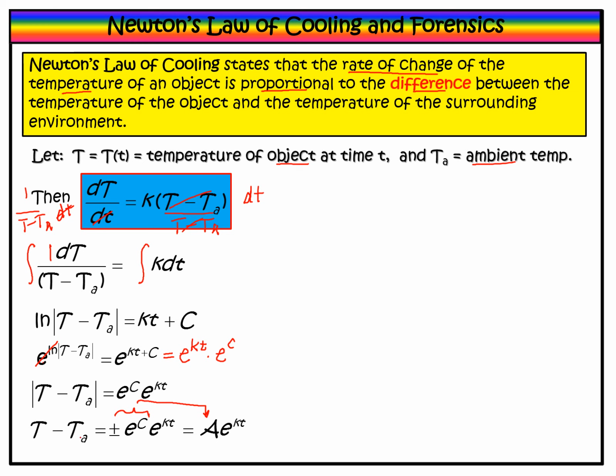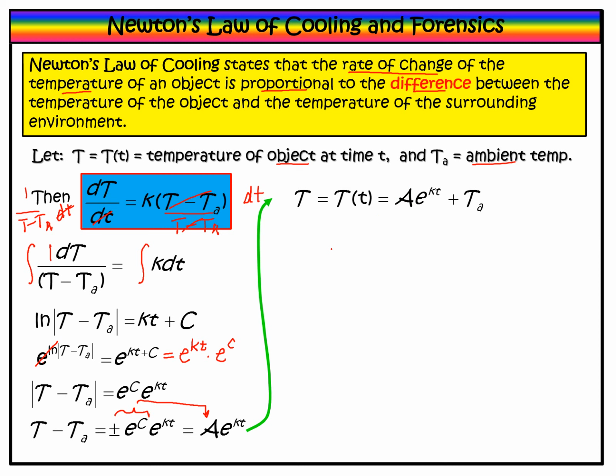Then to solve for T, we just have to bring T sub A over on the right-hand side. If we do that, we get T, which is really temperature at time t, is A e to the kt plus T sub A. We know what T sub A is, we know what k is, we want to know what that constant A is.